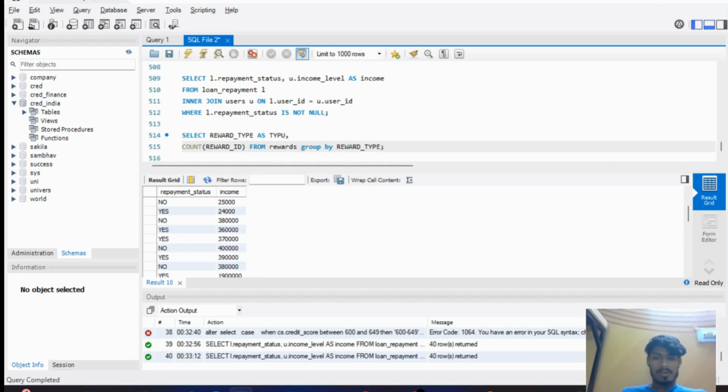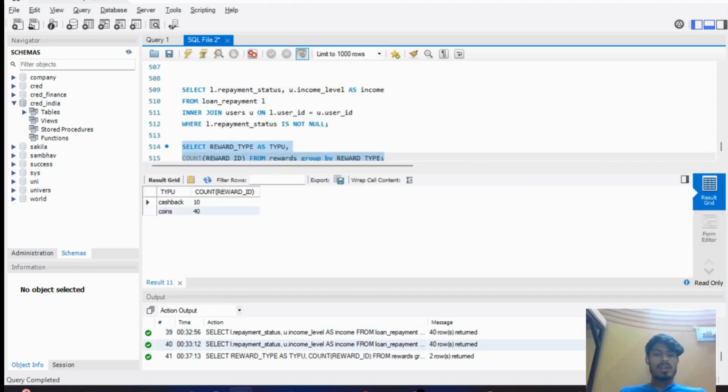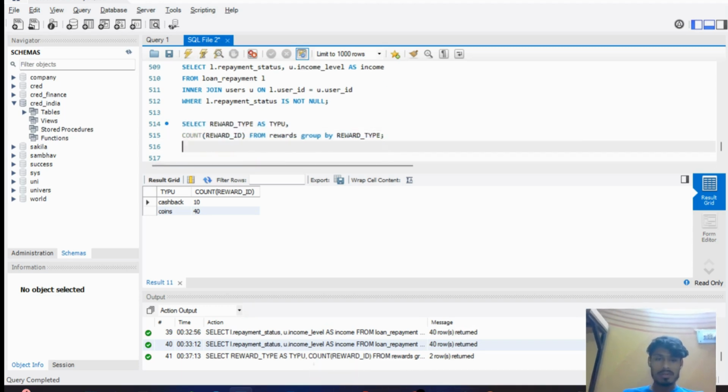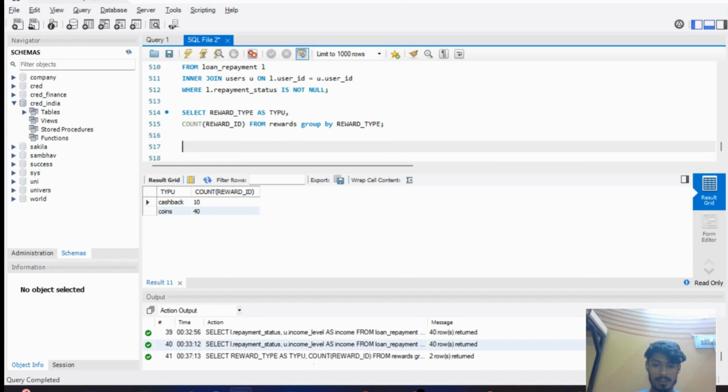So let's try to run this query. So here we can see that the number of users who get cashback are a total of 10, and the number of users who get rewards in terms of coins are 40. Let's move on to the next statement.